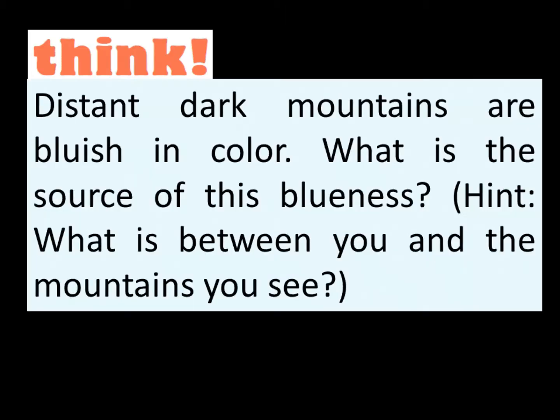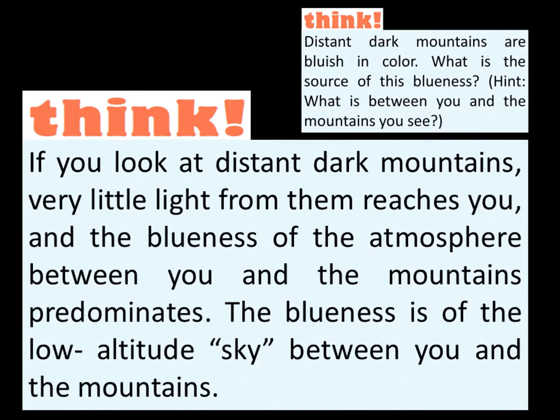Distant dark mountains are bluish in color. What is the source of this blueness? The hint is what is between you and the mountains you see. So why are the mountains bluish when they have green trees on them? Well, if you look at distant dark mountains, very little light from them reaches you, and the blueness of the atmosphere between you and the mountains predominates. The blueness is of the low altitude sky between you and the mountains.